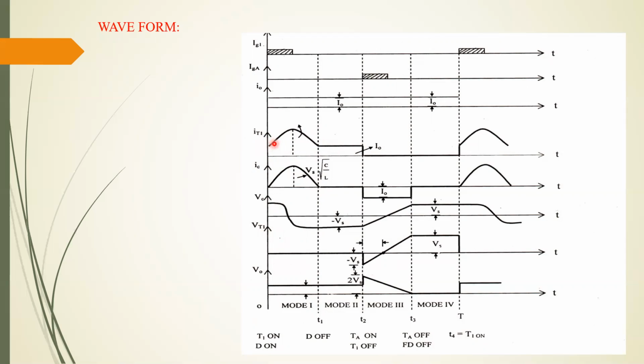There are two currents flowing in the chopper. One is through the source supply, the other one is the capacitive current. So the magnitude of IT1 will be higher. During mode 2, T1 and the diode are off and TA is on. When TA is on, the chopper current becomes 0. Then the voltage across the chopper is maximum.